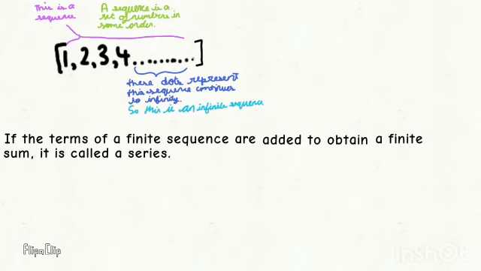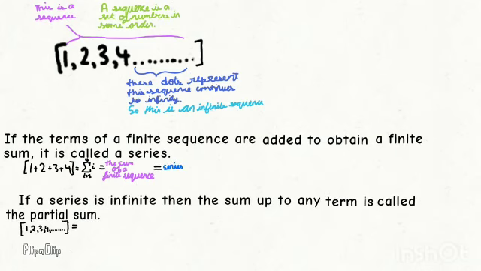If the terms of a finite sequence are added to obtain a finite sum, it's called a series. Below is a simple series, which is the sum of all numbers from 1 to 4. This is a series because it is the sum of a finite number of terms. If a series is infinite, then the sum up to any term is called the partial sum. Below you can see that we have an infinite sequence, so the sum to any finite term is called the partial sum. Now let's get into limits.